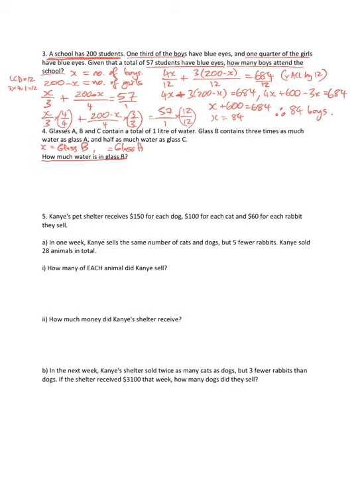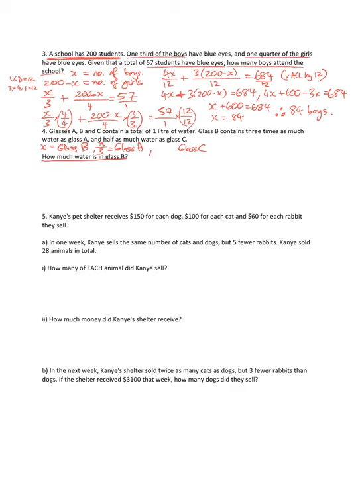So if something is 3 times as much as glass A, A must be a third of that. So A is a third of glass B. How do I write a third of X? X on 3. Glass B contains 3 times as much water as glass A and half as much water as glass C. So if glass B is half of glass C, C is going to be twice glass B.